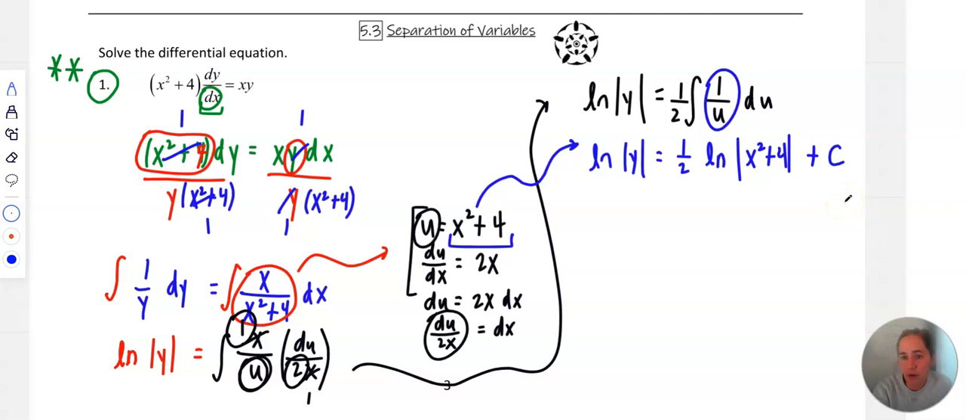We need it on at least one of the sides, so we'll put it on the right-hand side. This is the bulk of the work. Now we need to make it look nice. We need to think of some algebra that we can do to get y by itself.